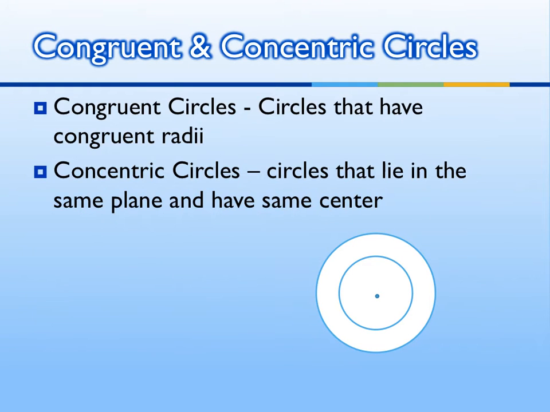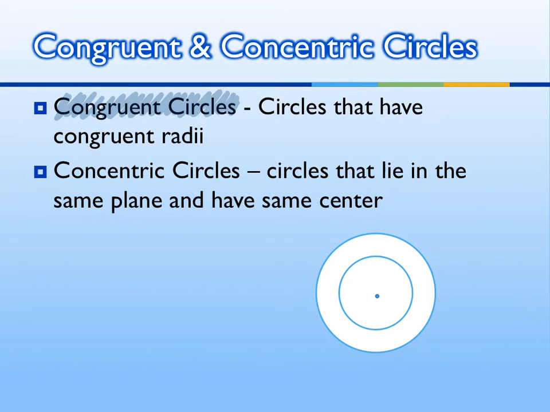Okay, congruent and concentric circles. Congruent circles are circles that have congruent radii. Obviously they're circles because they are both circles, but they also have to have the same size. The way they have the same size is that their radii would be the same. You can't mark congruency on the outside of a circle. It doesn't work the way that all the other polygons work.